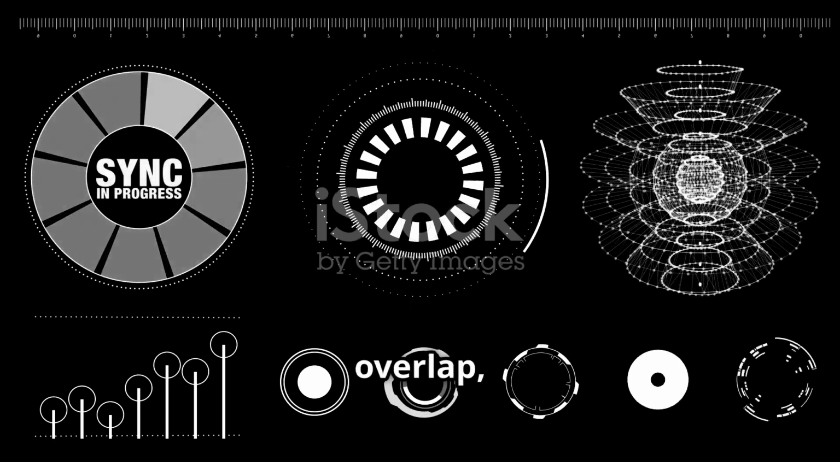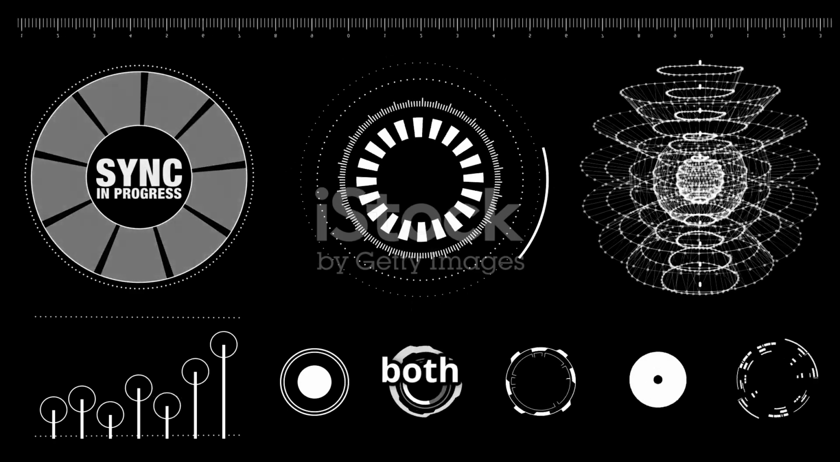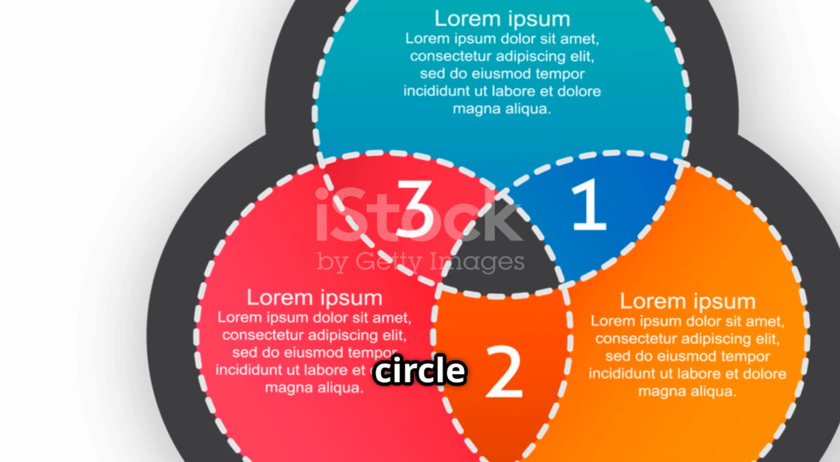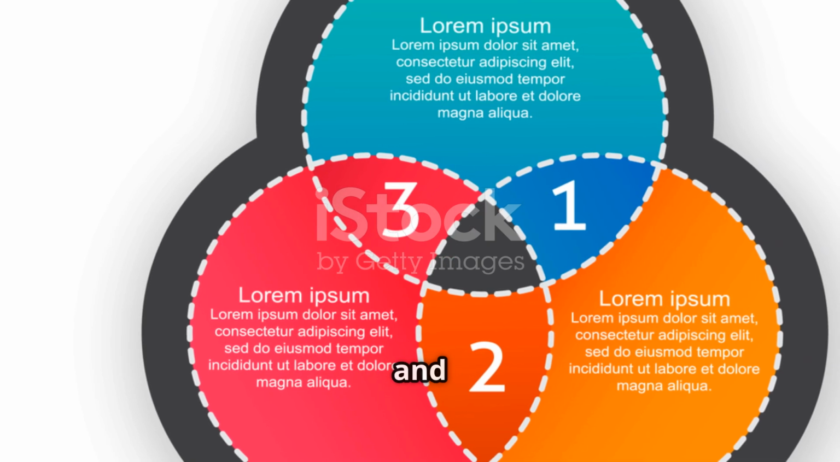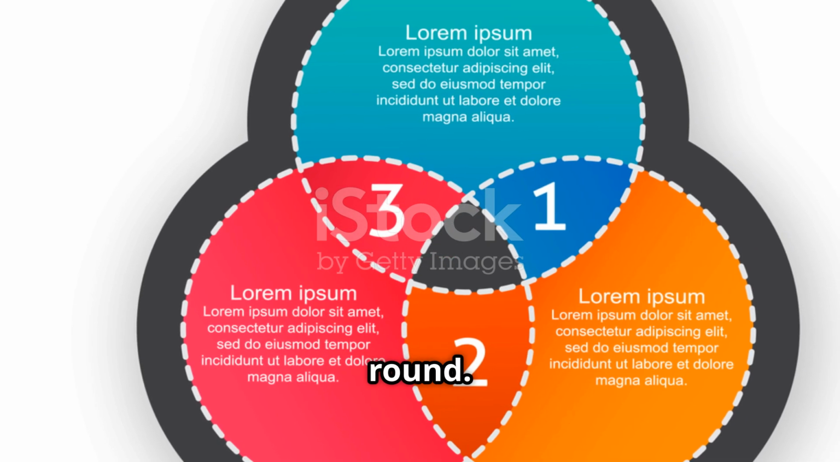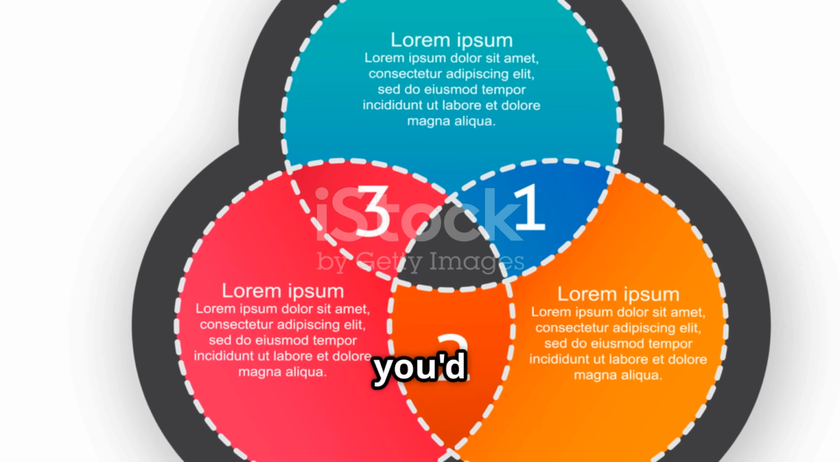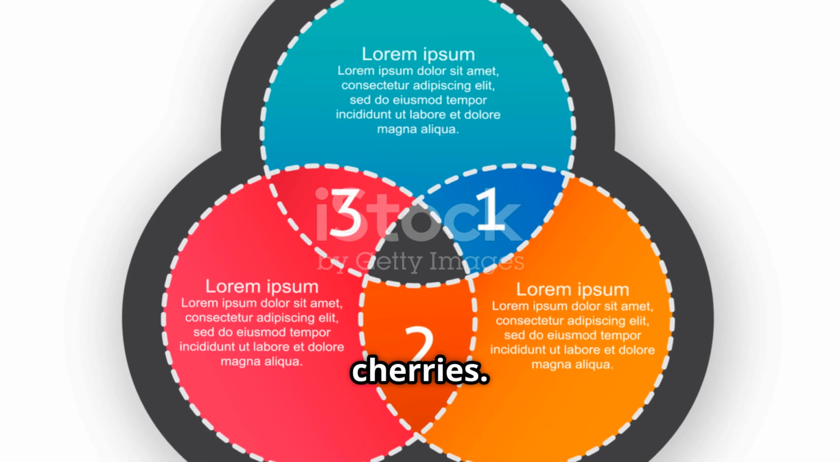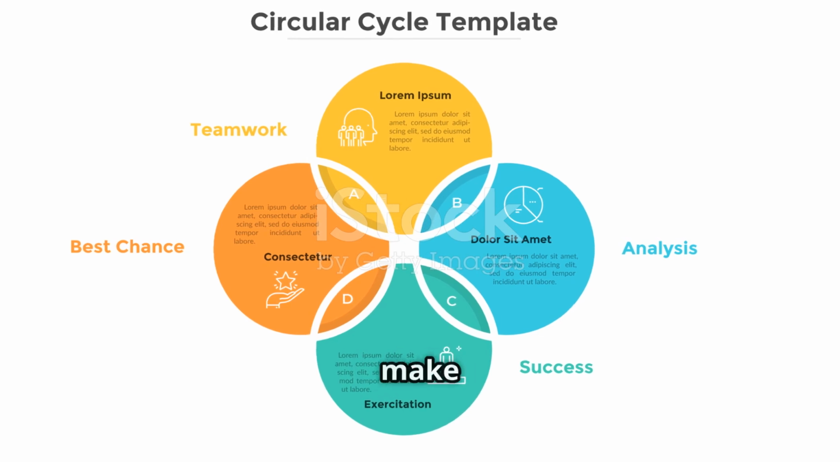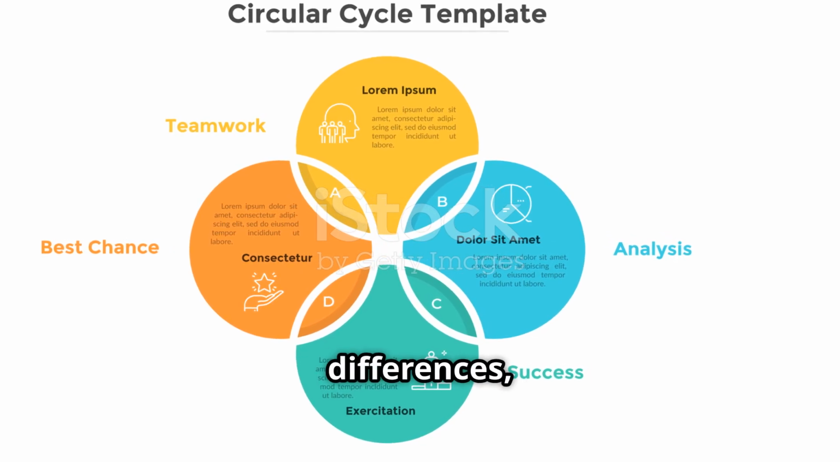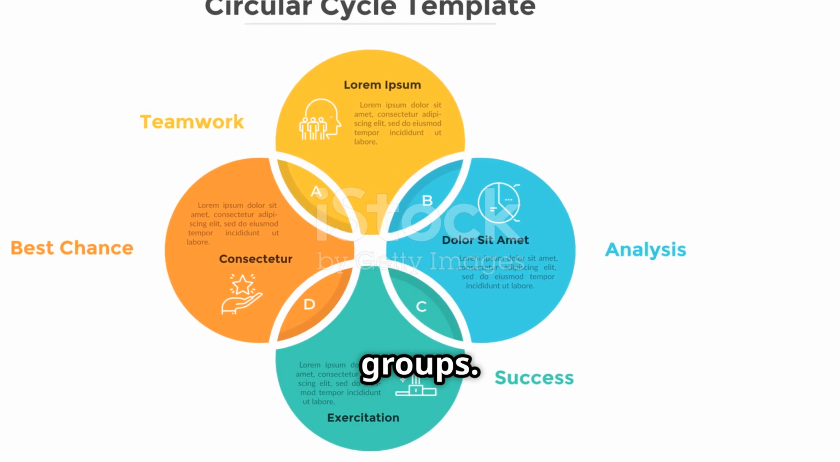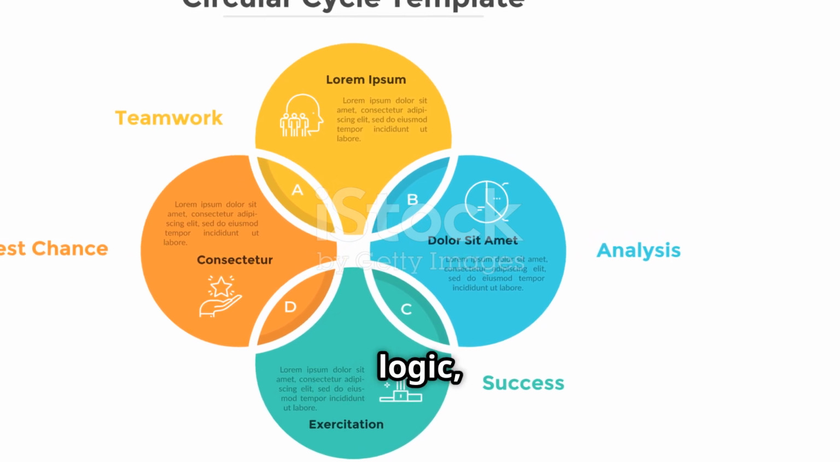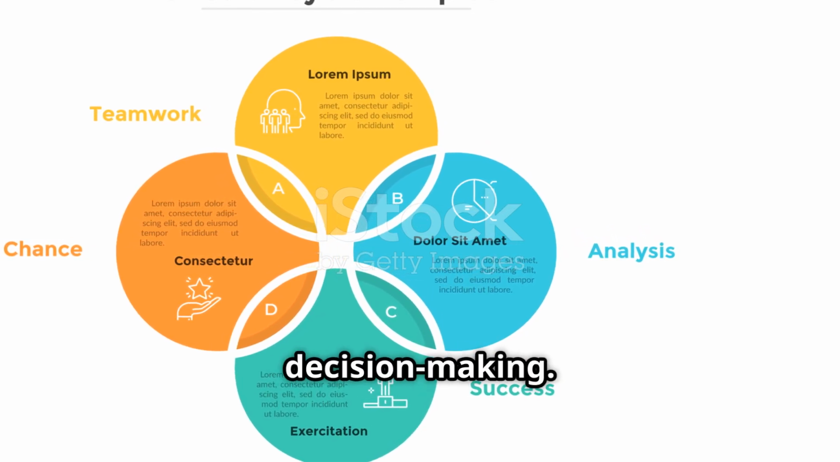Where the shapes overlap, you see the things that belong to both sets. Let's say one circle represents fruits that are red, and another represents fruits that are round. In the overlapping section, you'd find fruits that are both red and round, like apples or cherries. Venn diagrams are useful because they make it easy to see similarities, differences, and shared elements between groups. They can be used in math, logic, science, business, and everyday decision-making.